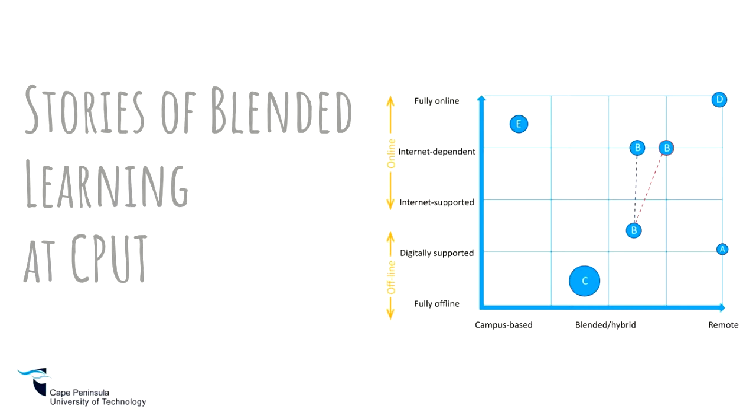So Sweta says also blended hybrid. Megan says the bottom B. Okay, somewhere there. So blended hybrid, digitally supported. And John says B and A. So A is quite remote. So students don't have to come to campus anymore, John?